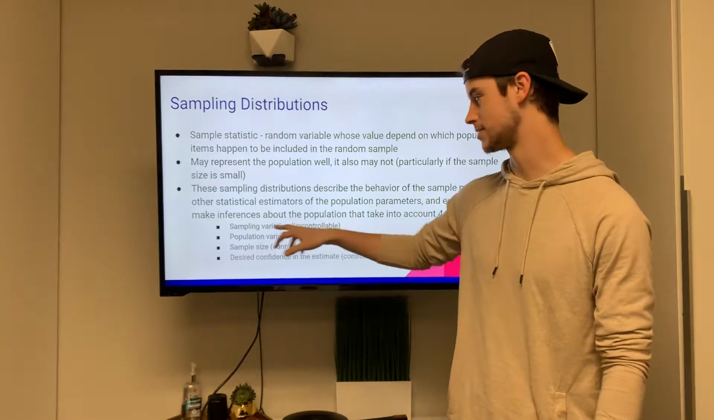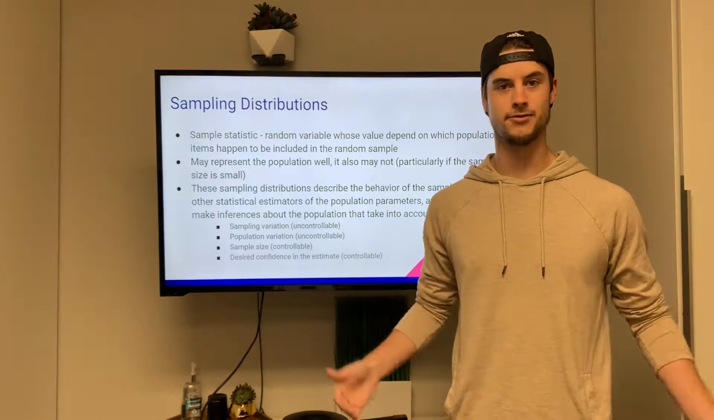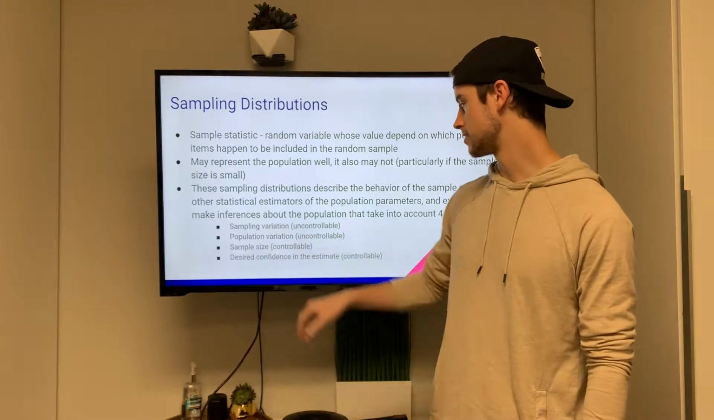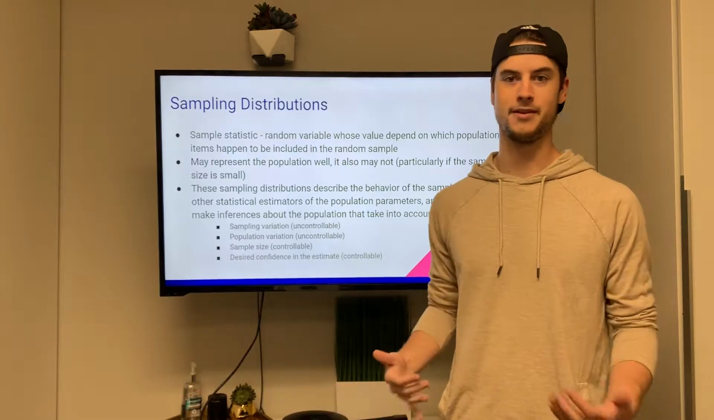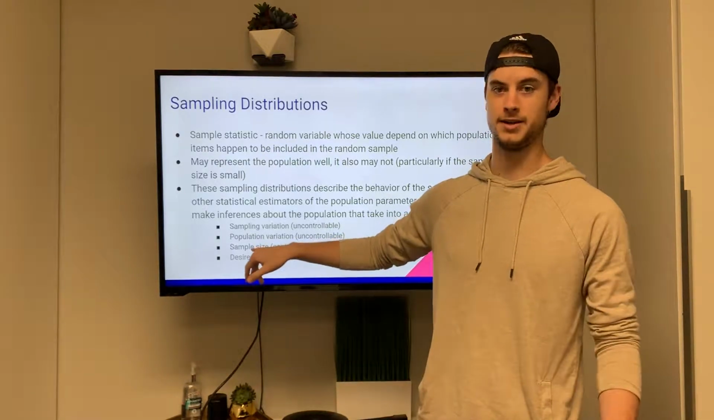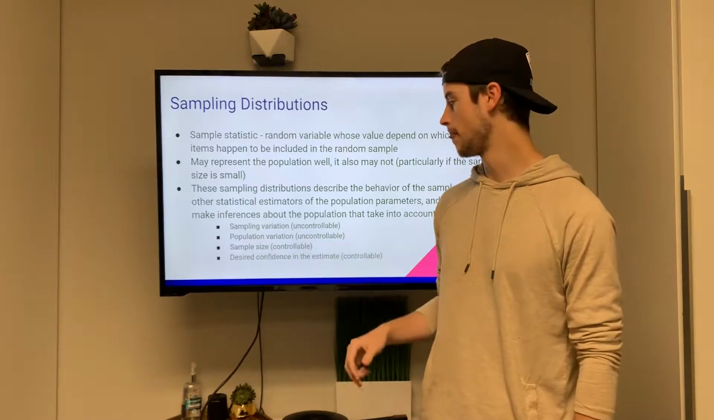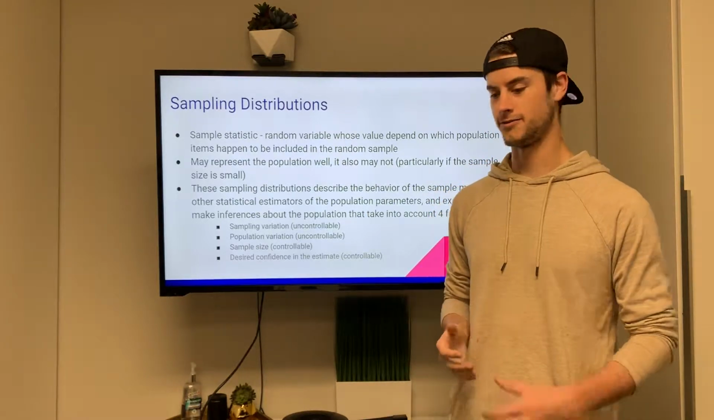So we have our sampling variation, that's uncontrollable, how far away the data is from the mean, all that stuff. Population variation, again, that's uncontrollable. If you have a population, those data values, you can't control that, okay? But you can control your sample size, right? In your sampling distribution, you can pick your sample size, right? And we'll get more into that.